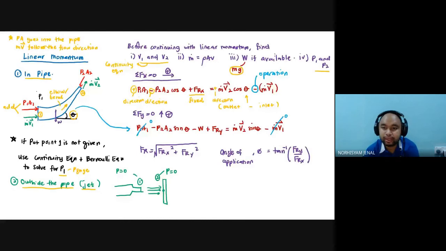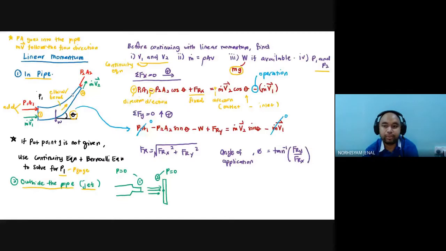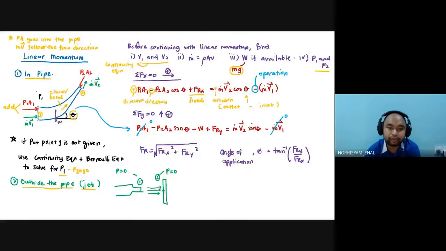Why do I separate the mass flow rate? Sometimes in a question like this, the mass flow rate will be the same. Sometimes when you have separation, remember we did a question on separation, the mass flow rate might be different. So that's why I separate the mass flow rate. If it's the same, you can do the factorization. And then if you check from FY.